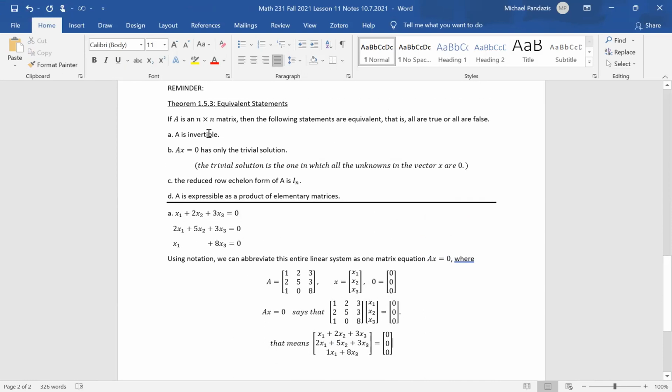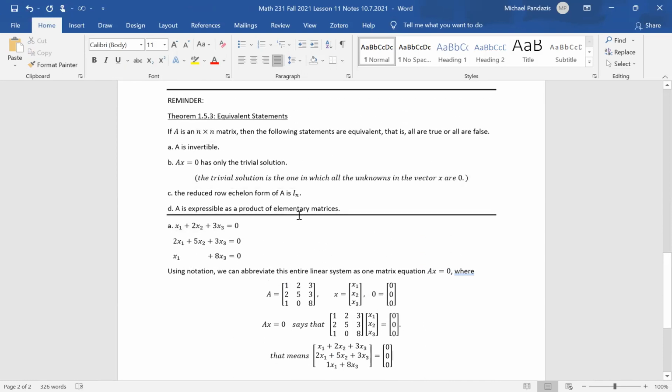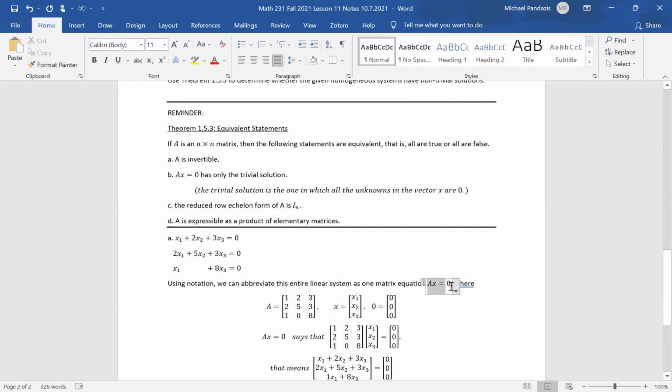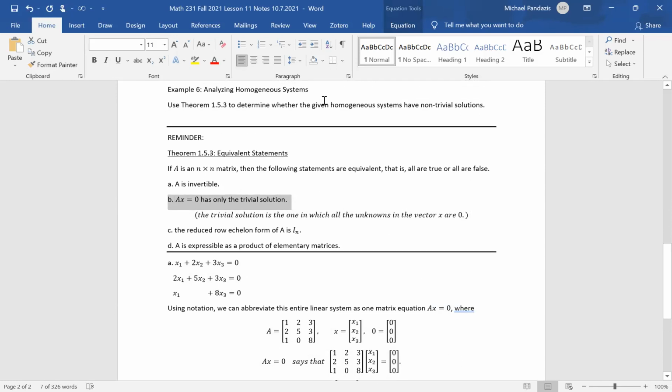So we want to use this theorem to determine whether or not it has non-trivial solutions. But this linear system is expressed as a matrix equation Ax equals 0. B in the theorem is the statement Ax equals 0 has only the trivial solution. So we want to determine whether or not Ax equals 0 has non-trivial solutions. If it has non-trivial solutions, that means it's false that Ax equals 0 has only the trivial solution.